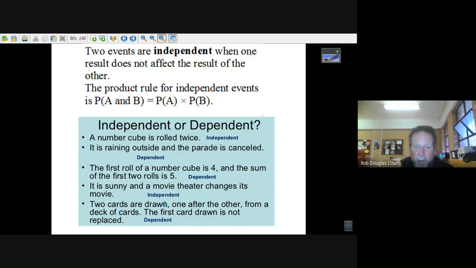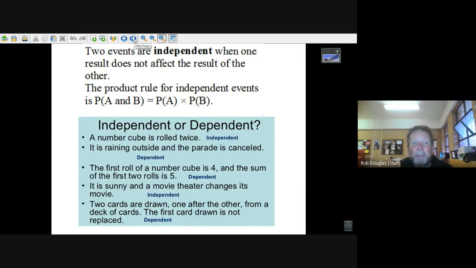Here's another dependent event. You draw two cards, one after the other, from a deck of cards. But the first card drawn, you don't replace it. You just hold on to it. Well, if you don't replace it, you don't have 52 cards anymore left in the deck. You've changed the total number. So it's dependent, and it depends on what kind of card you pick. One event will affect the other.